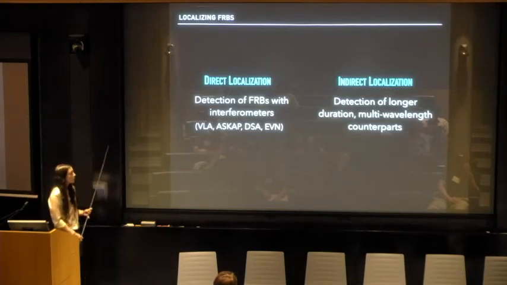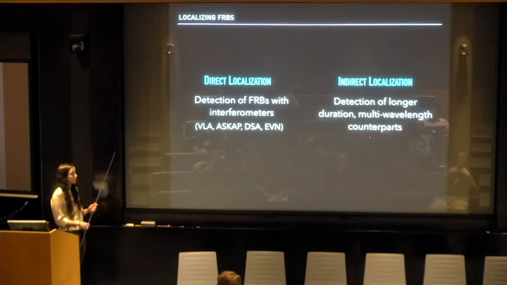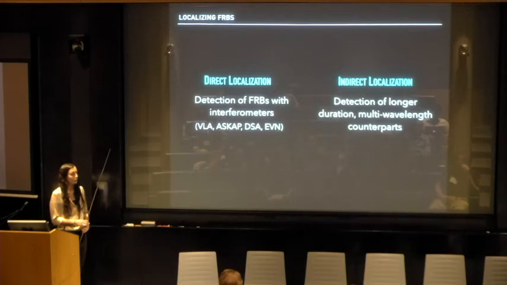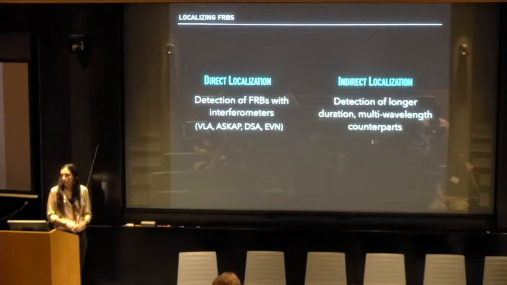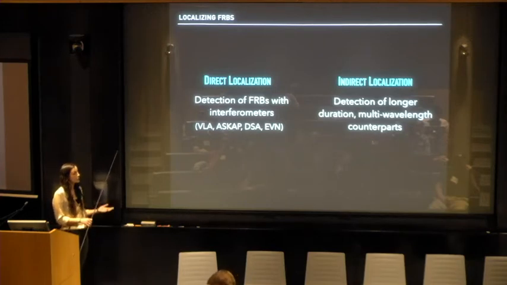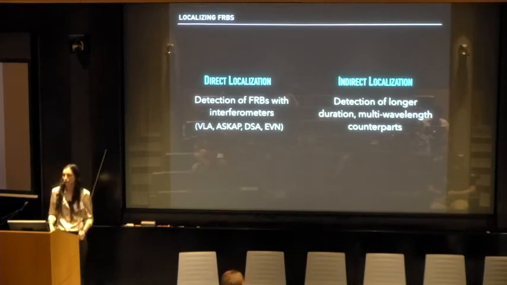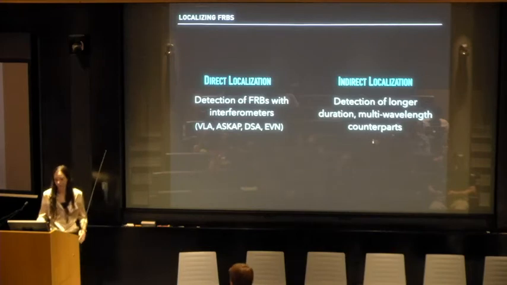So stepping back for a moment to talk about how we can localize events. Generally speaking, this is done in one of two ways. The first is, of course, via the direct detection of events using interferometers, as we saw first with the VLA, now with ASKAP, DSA, and the EVN. And then there's indirect localization via the detection of longer duration multi-wavelength counterparts. But as we've seen, direct localization has been the more successful path thus far, particularly while we don't really understand the range of multi-wavelength counterparts.